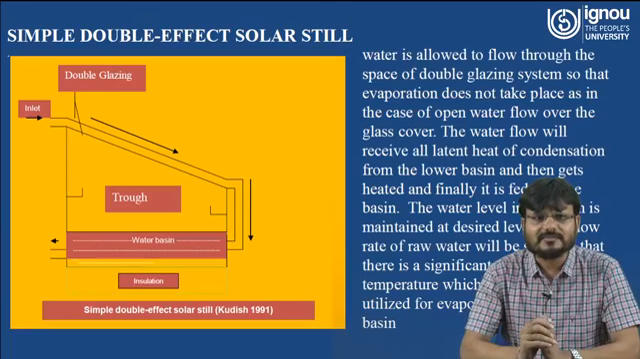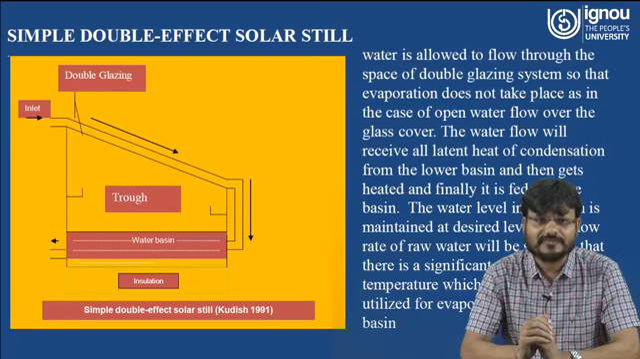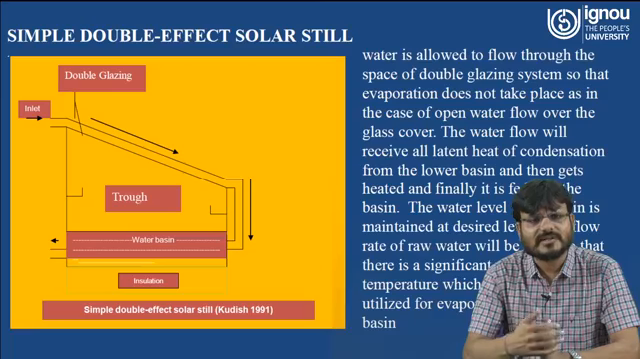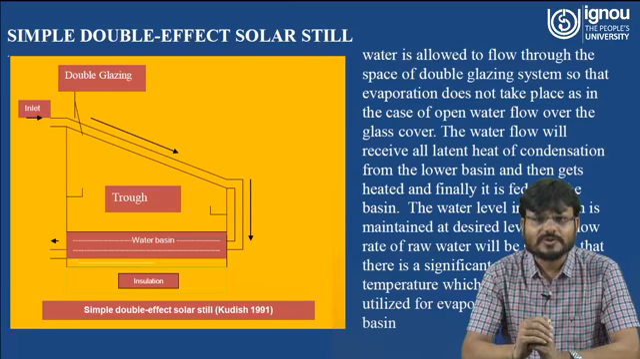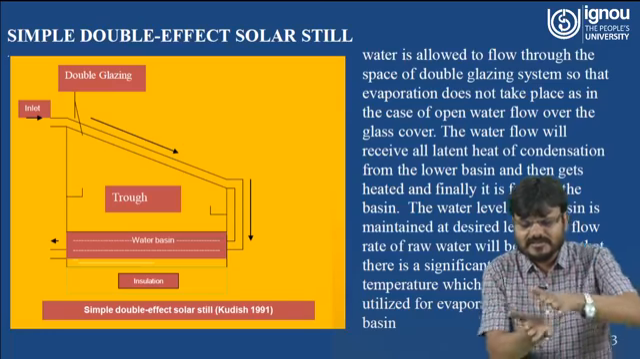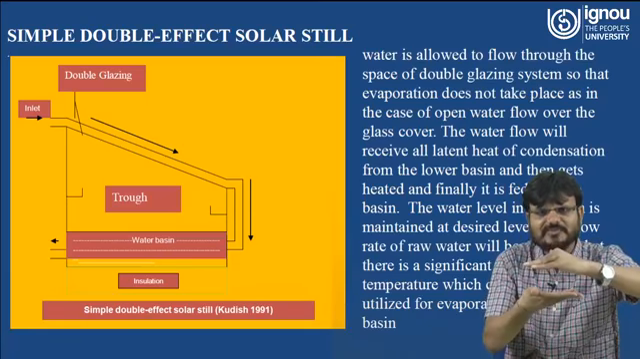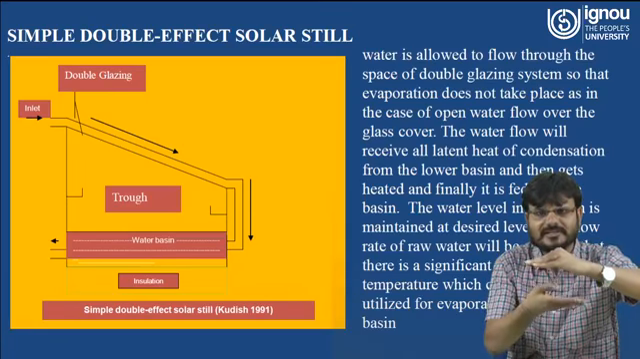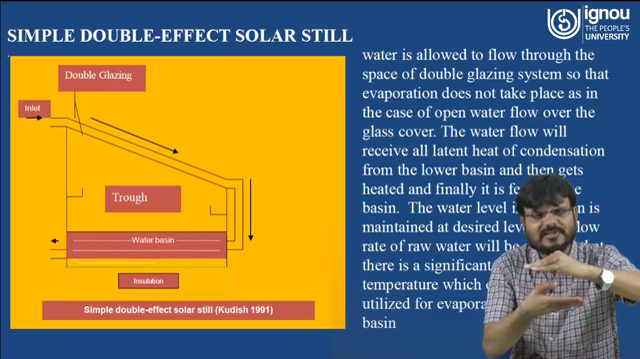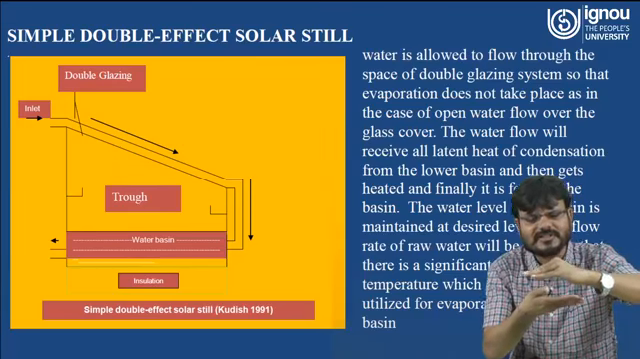Here we have to understand the simple double effect solar still. Here you can see there is double glazing used. Now you have to understand what is the advantage of this double glazing. Water is allowed to flow through the space of the double glazing system, so that evaporation does not take place as in the case of open water flow over the glass cover. That means the cover is made like this. There are two glass covers, and there is a space between these glass covers. So there is air in between. As I explained earlier also, air will work as an insulation.